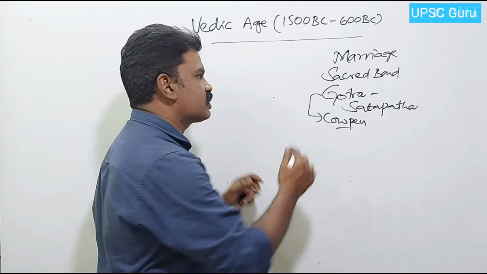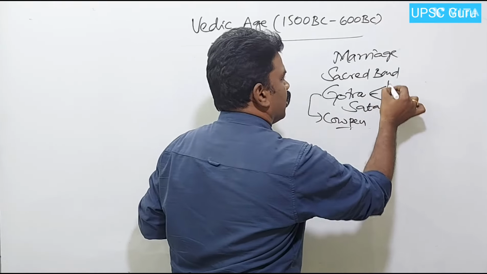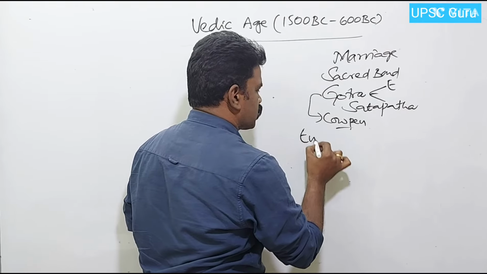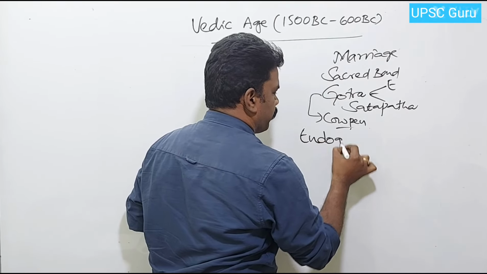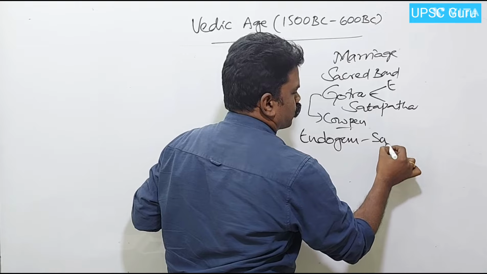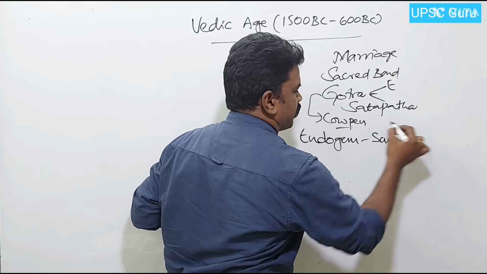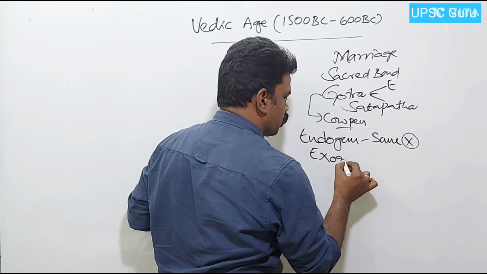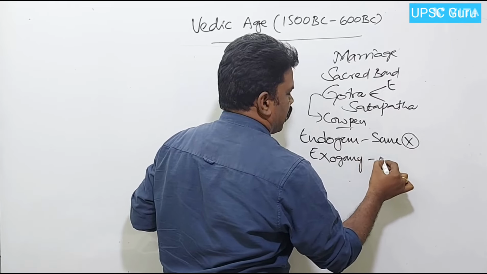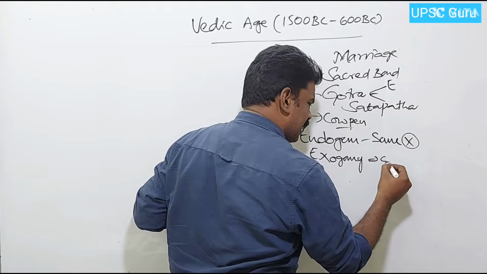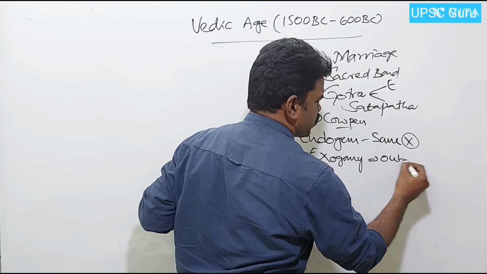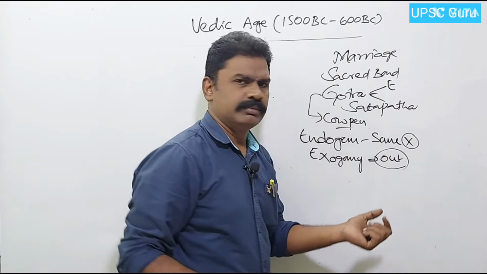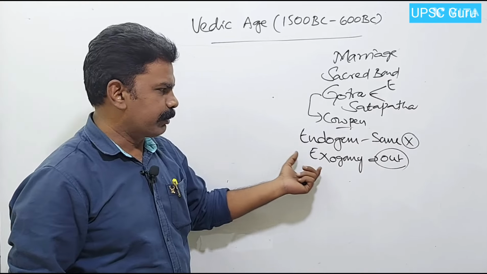That is what is called gotra endogamy and gotra exogamy. Endogamy, marrying within the same gotra, was not accepted. Gotra exogamy means other than the gotra, outside the gotra, people of other gotras will go to the marriage.